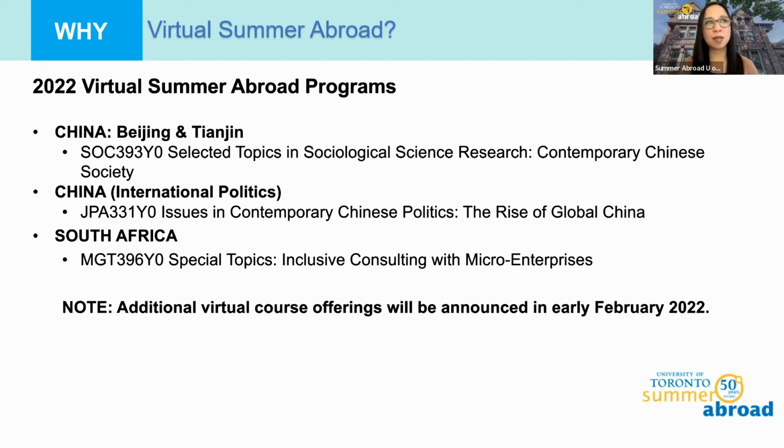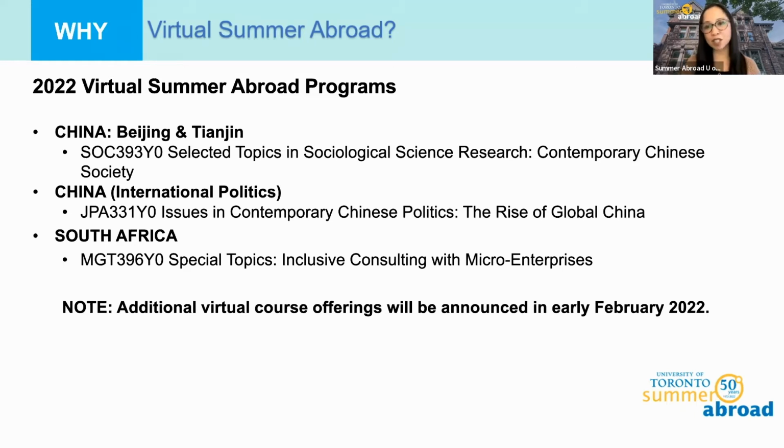The first one is based in China, in Beijing and Tianjin, and this is a full year sociology course in selected topics in sociological science research on contemporary Chinese society. The second program is also based in China, and this is a JPA 331Y course, political science or Asian studies, on the rise of global China. And lastly, we have an MGT 396 management course in inclusive consulting with micro enterprises, based in South Africa. So quite a variety of courses that we're offering already.